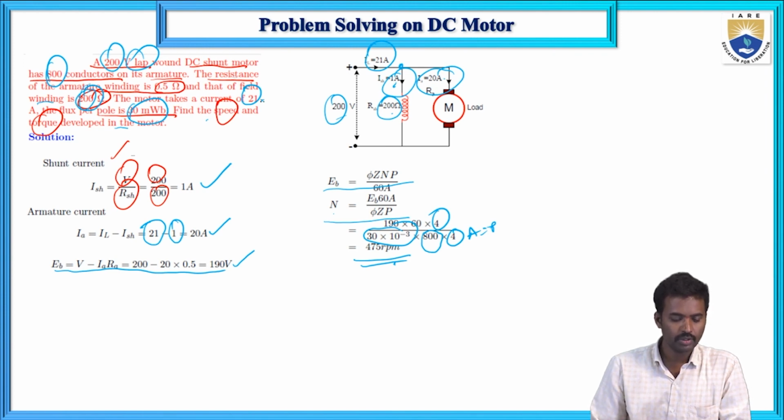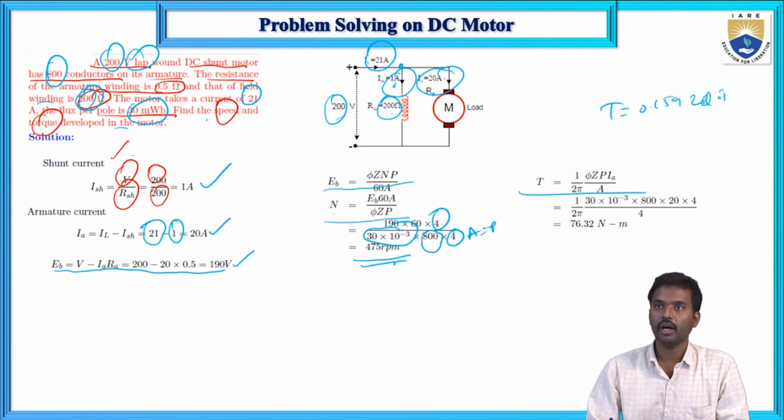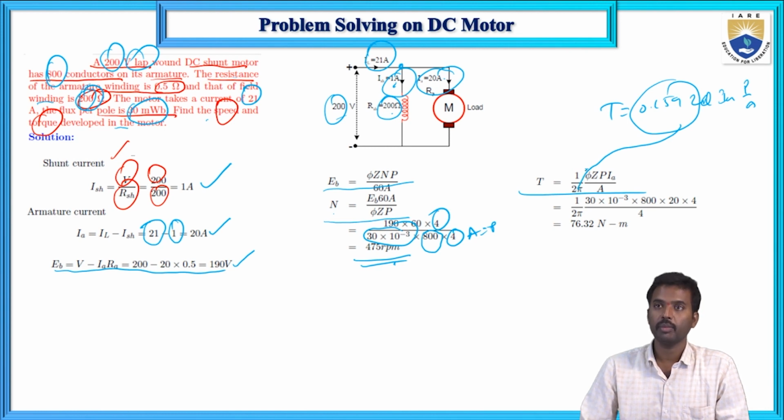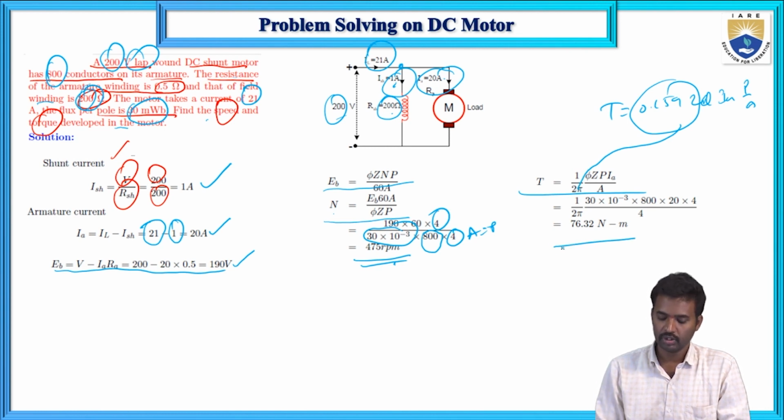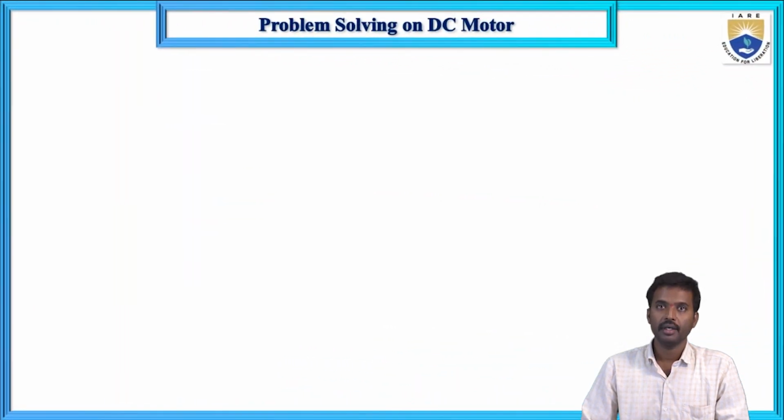So now here, same thing, you find out the torque equation. T equals 0.159 Z phi Ia into P by A. Here 0.159 is 1 by 2 pi. So if you substitute in this, you will get the torque value 76.32 Newton meter.